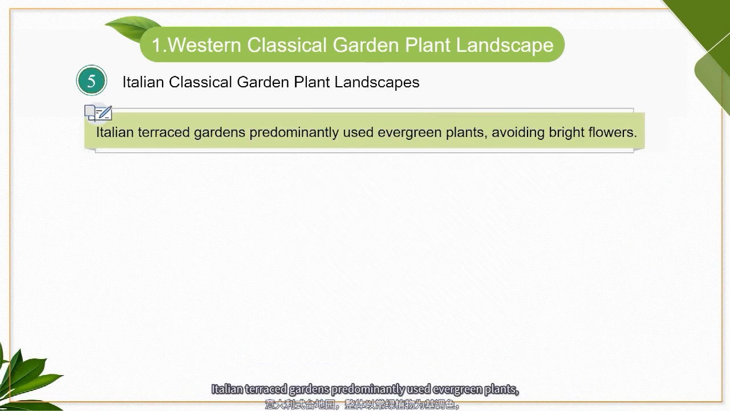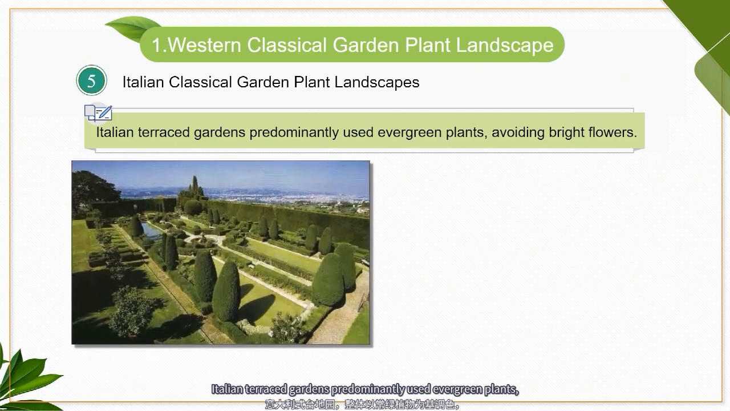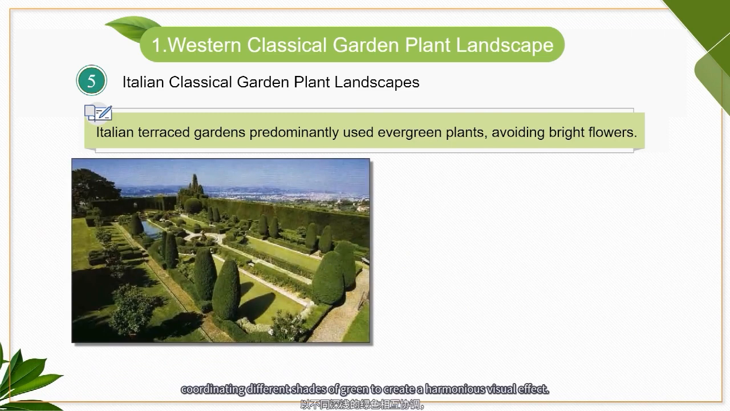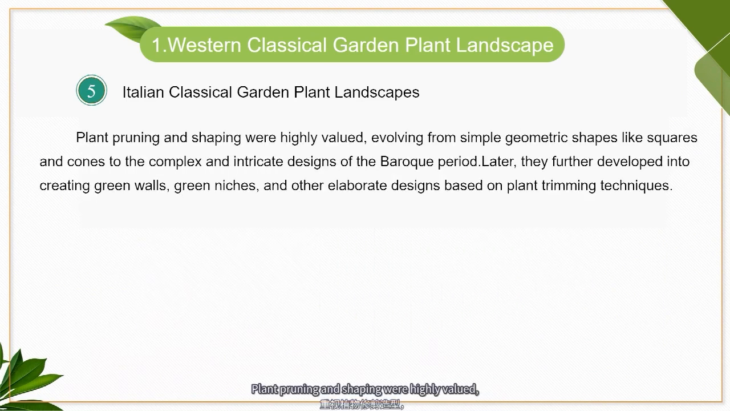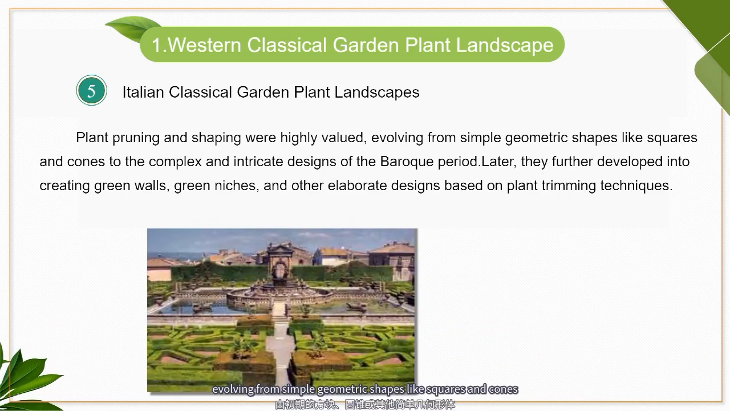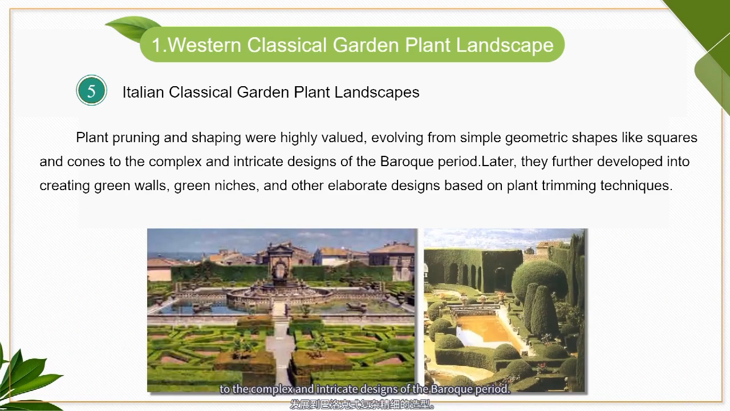Italian terraced gardens predominantly used evergreen plants, coordinating different shades of green to create a harmonious visual effect. They avoided bright flowers and did not seek seasonal changes in plant landscapes, resulting in a unified, tranquil green aesthetic. Plant pruning and shaping were highly valued, evolving from simple geometric shapes like squares and cones to the complex and intricate designs of the Baroque period.